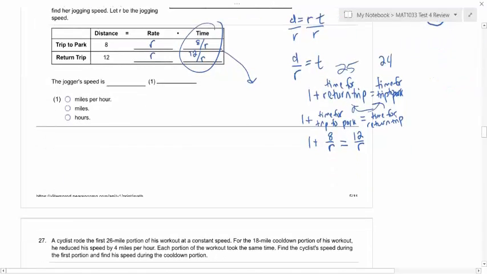Not too bad to solve though, once you finally have an equation. So how would you solve it? You'd multiply by the LCD. Which is? R.